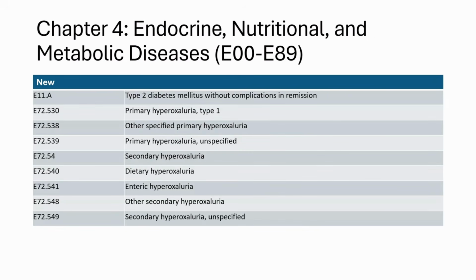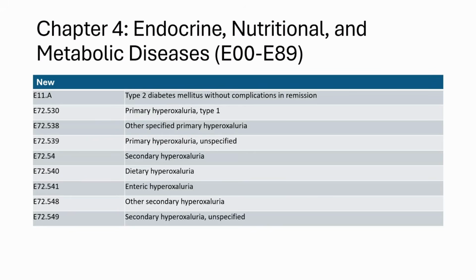Besides diabetes in remission, which we already talked about, Chapter 4 saw additions linking to the evolving metabolic research that we've been seeing. So some of the updates here include hyperoxaluria, which refers to excessive oxalate in the urine.